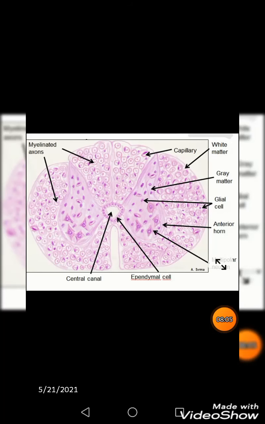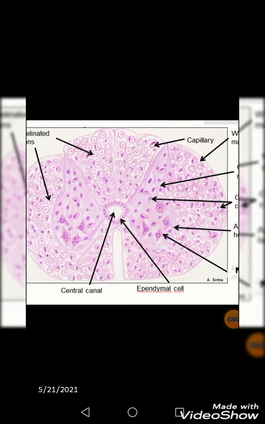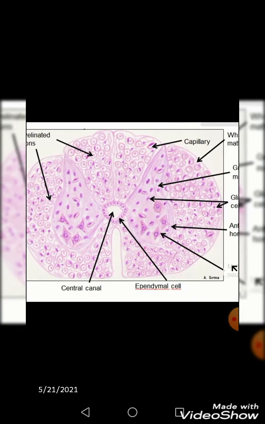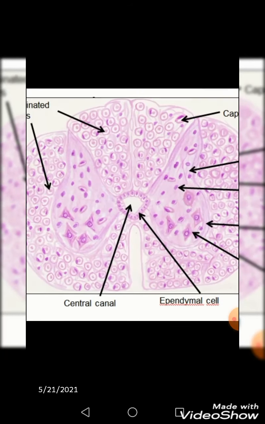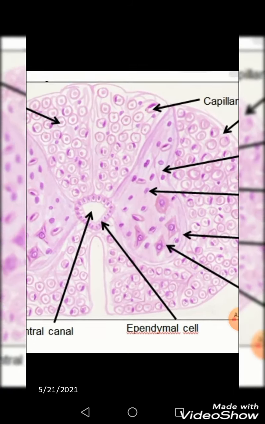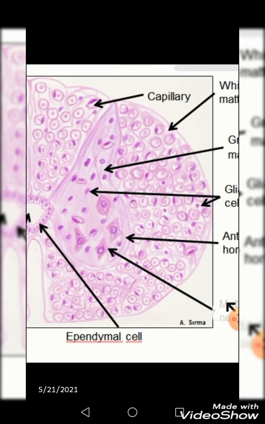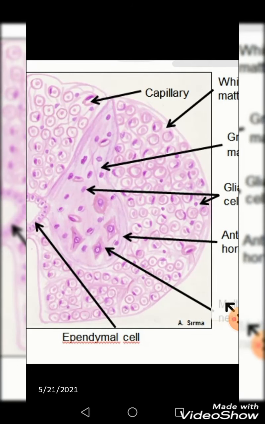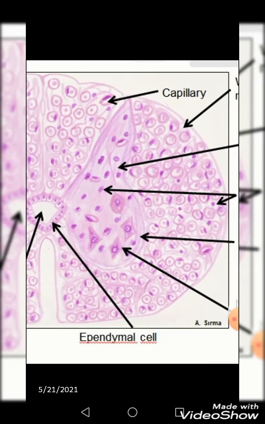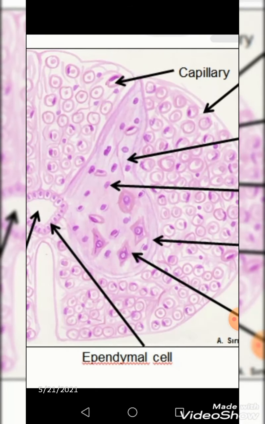This is again a very good diagram of the spinal cord transverse section. The center structure is the gray matter, and in the very center, the central canal is lined with the ependymal cells, right? And the gray matter you can see is having the glial cells in it, and the anterior horn is addressing the motor neurons, which are multipolar or Golgi type 1, right?